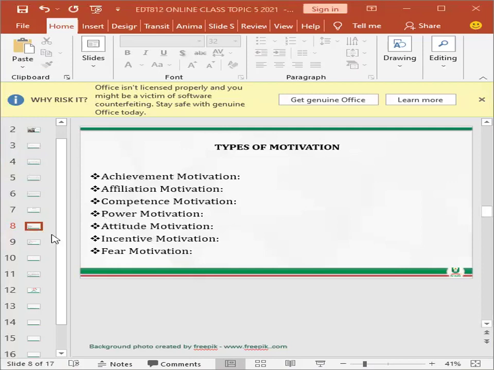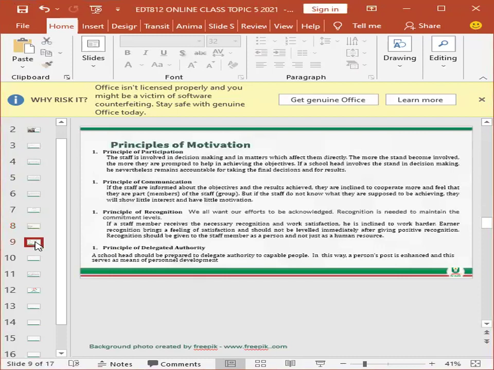These are the 7 types of motivation. We have achievement motivation, affiliation motivation, competence motivation, power motivation, attitude motivation, and then we also have incentive motivation, and lastly, peer motivation.